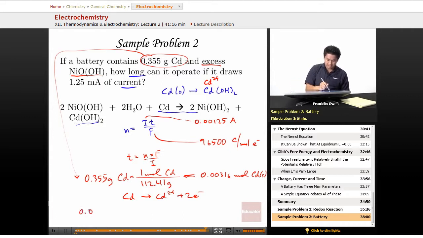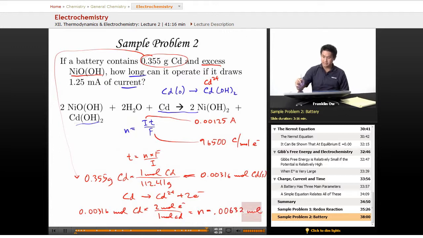So 0.00316 moles of cadmium times 2 moles of electrons for every 1 mole of cadmium. That's going to give me the value of n, which is 0.00632 moles. And when all is said and done, you should get a time of 487904 seconds, everybody, which is approximately 136 hours.